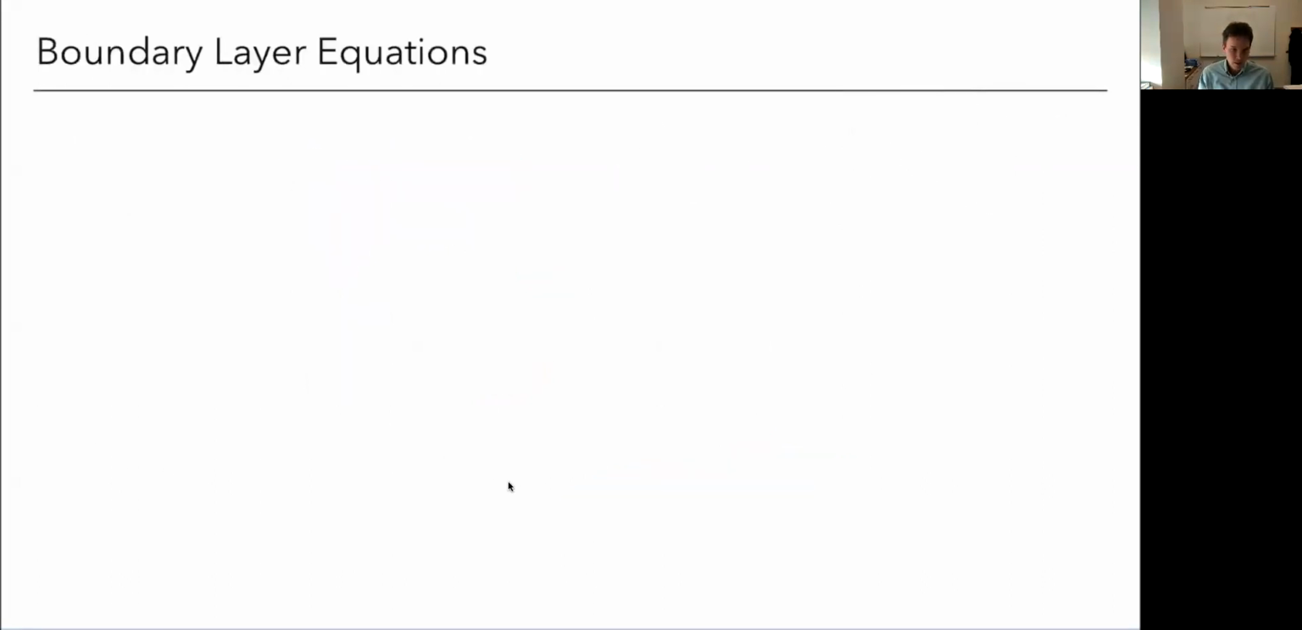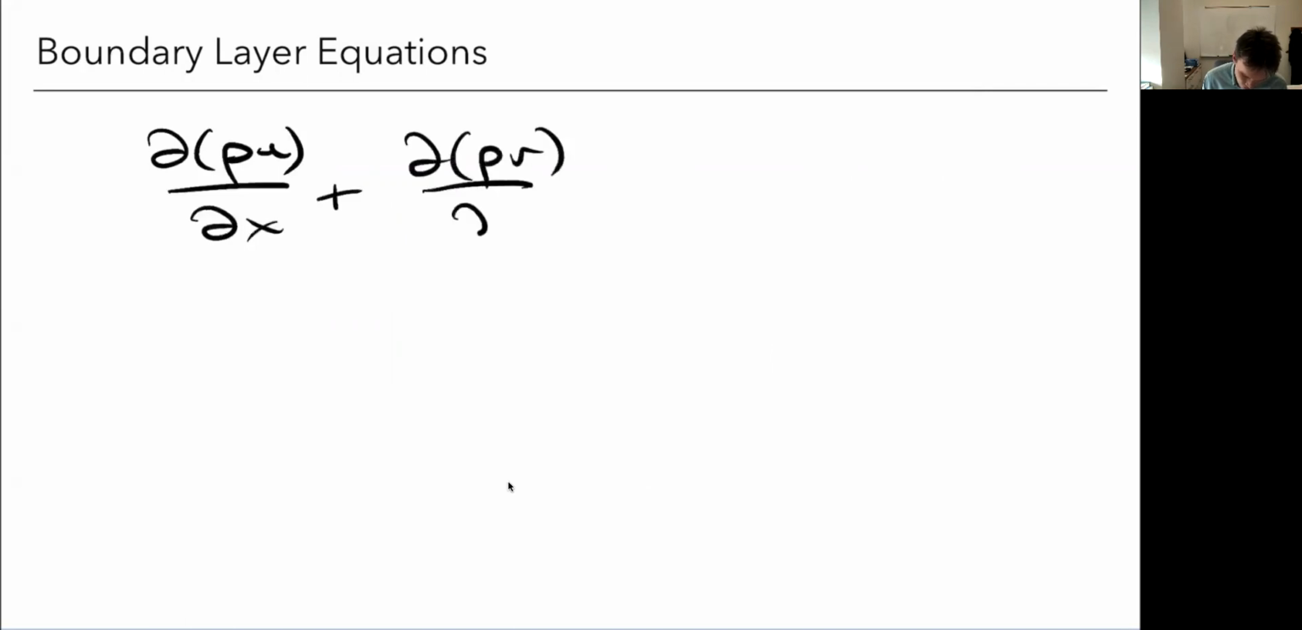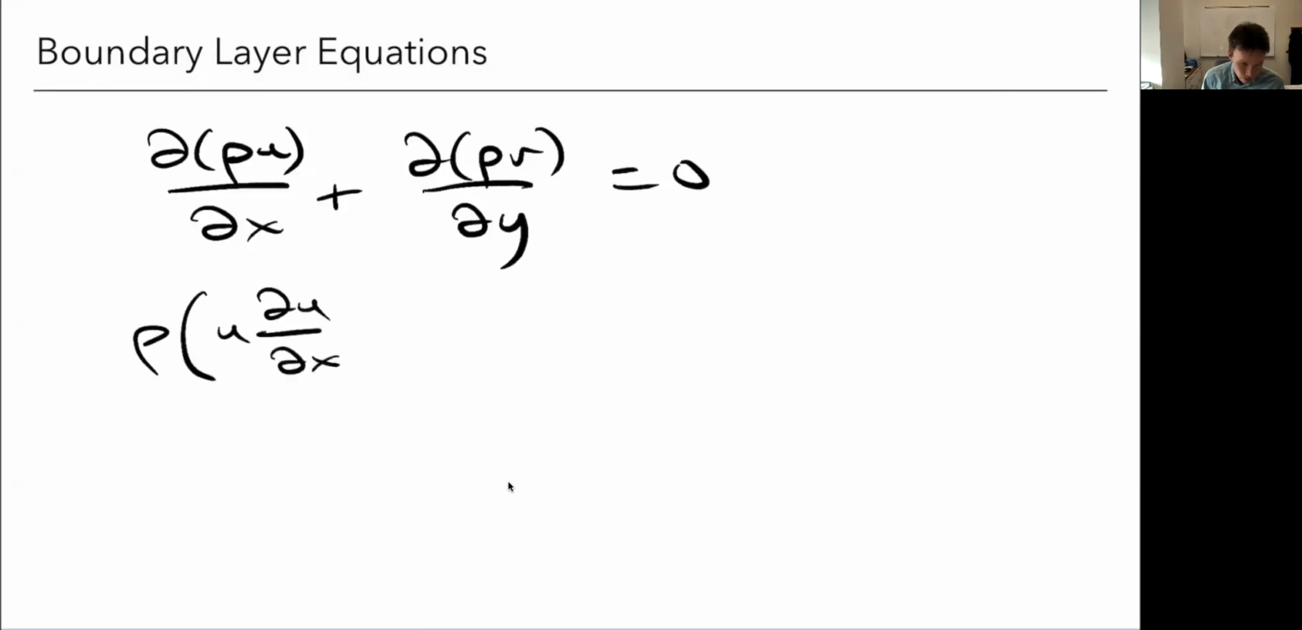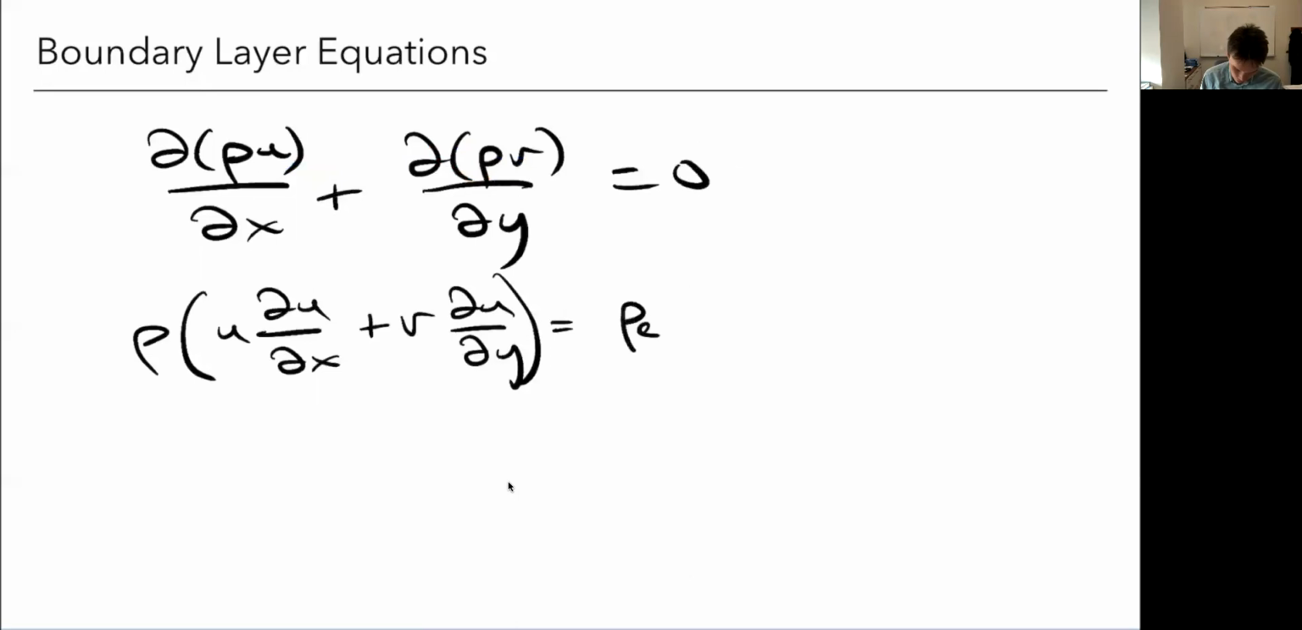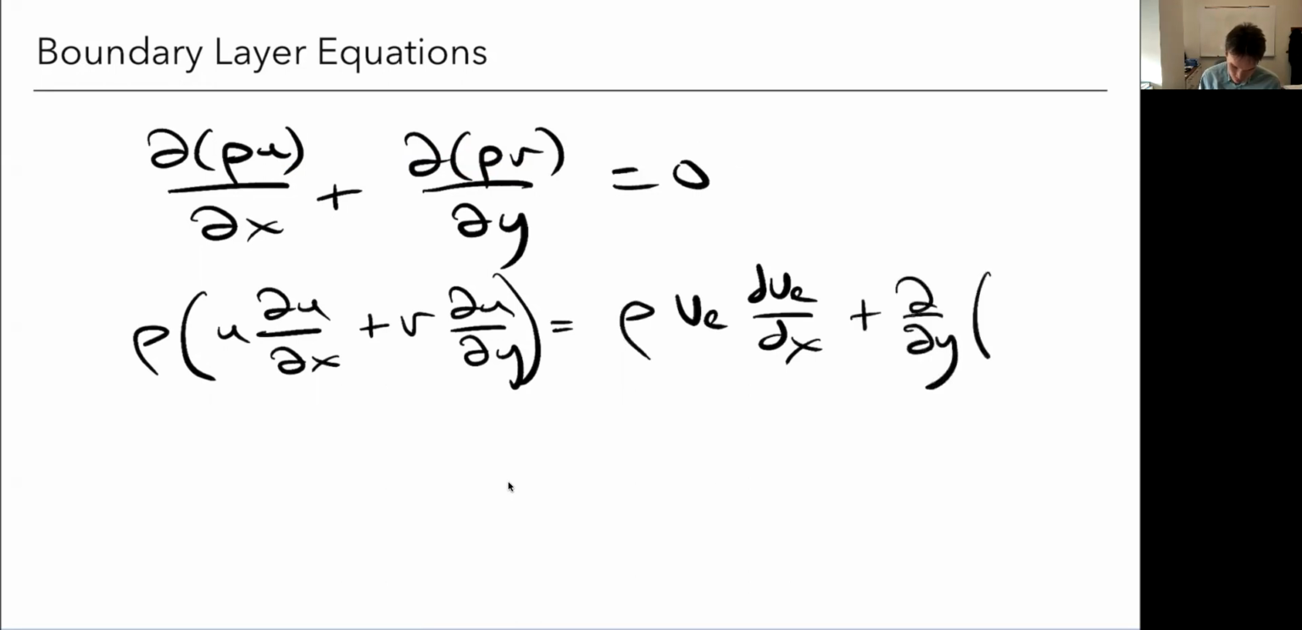And that gives me this final result here, right, which I have now still the continuity equation, d(rho u)/dx plus d(rho v)/dy equals 0. And then I've got rho times u du/dx plus v du/dy equals, and now I substitute in this term for the pressure. I get rho_e v_e dv_e/dx, plus d/dy of mu times du/dy.